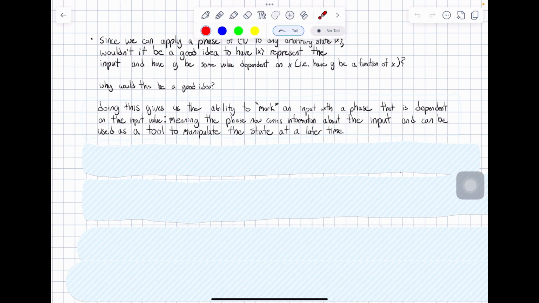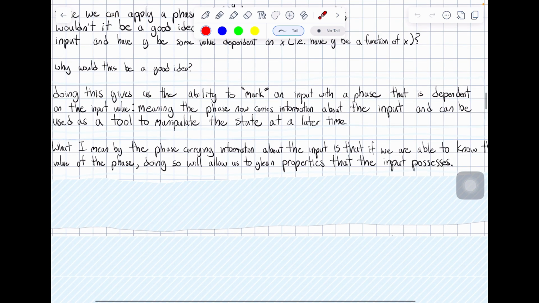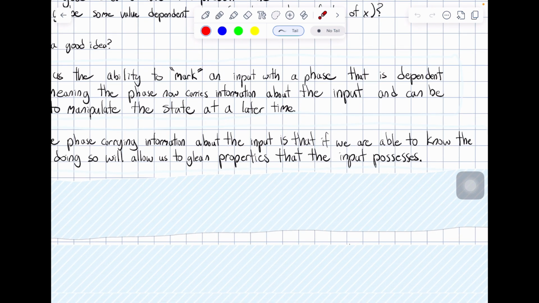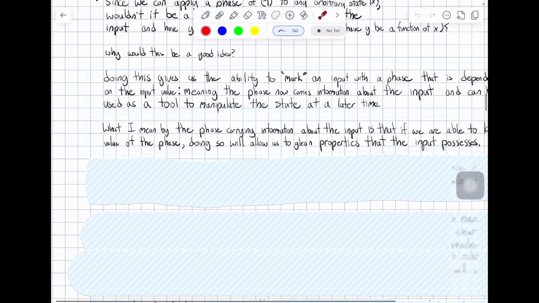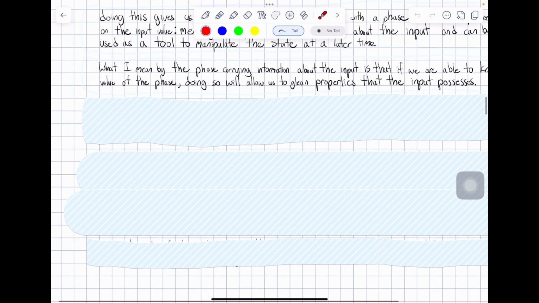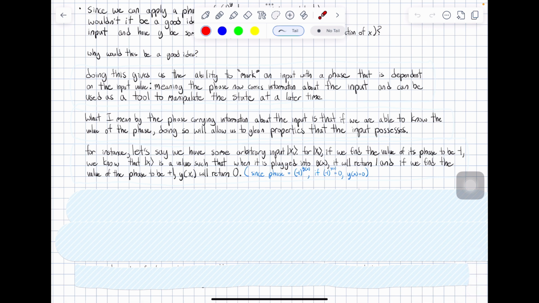Why would this be a good idea? Doing this gives us the ability to mark an input with a phase that is dependent on the input value, meaning the phase now carries information about the input and can be used as a tool to manipulate the state at a later time. What I mean by the phase carrying information about the input is that if we're able to know the value of the phase, doing so will allow us to glean properties that the input possesses.